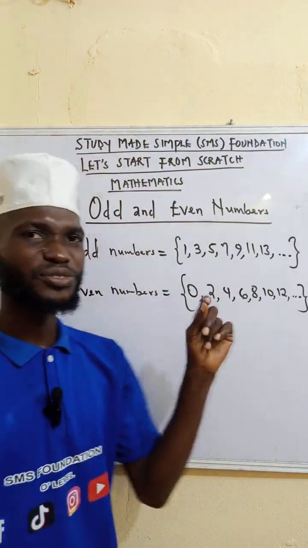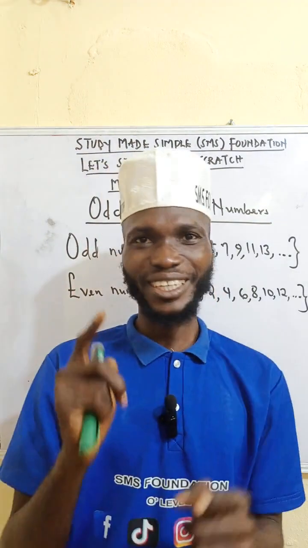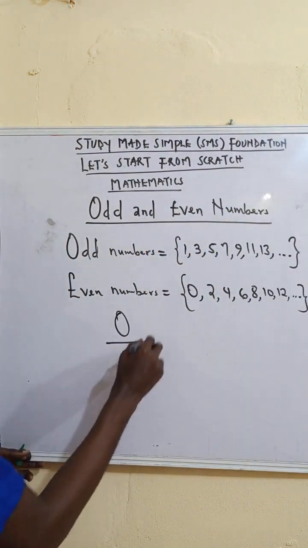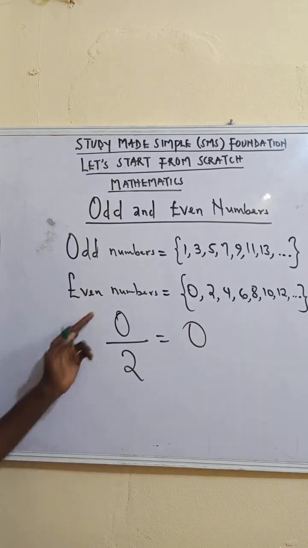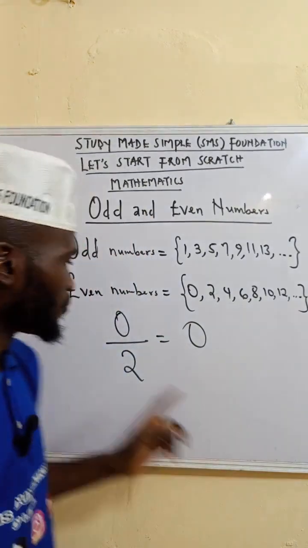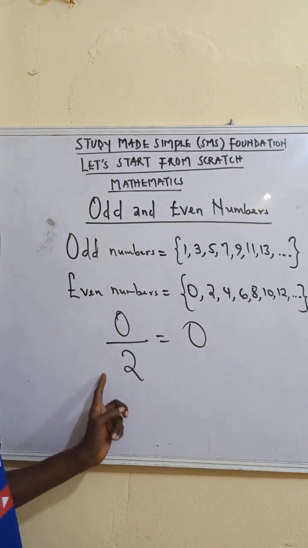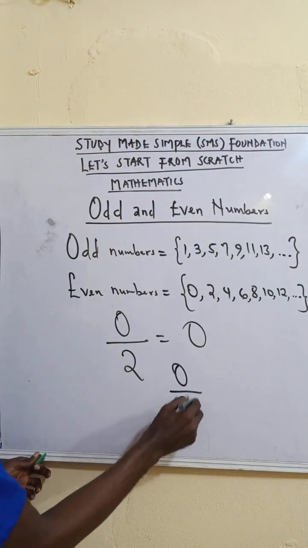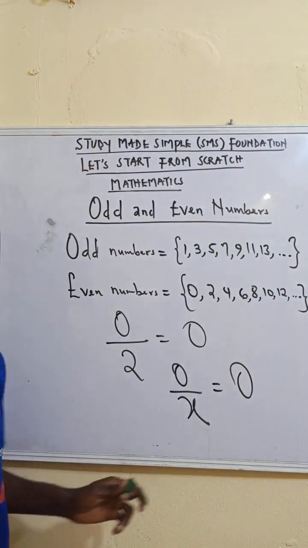Now, this concept of 0 needs to be taken care of. You know that 0 divided by 2, the result will be 0. This is very good. And every other number too: if you divide 0 by any other number, whether 1, 2, or 3, or generally 0 divided by x, the result will be 0.